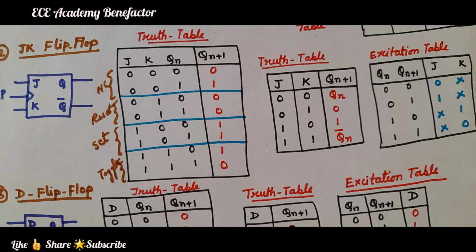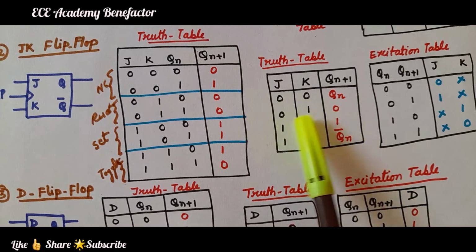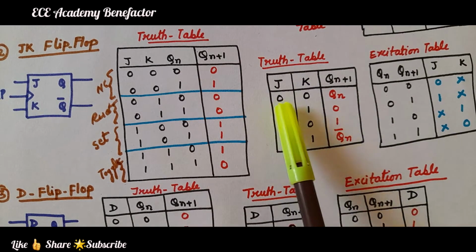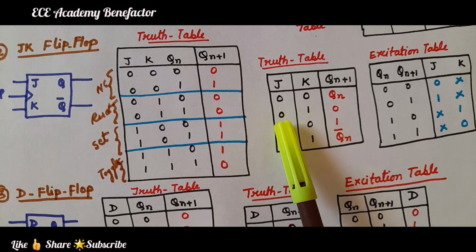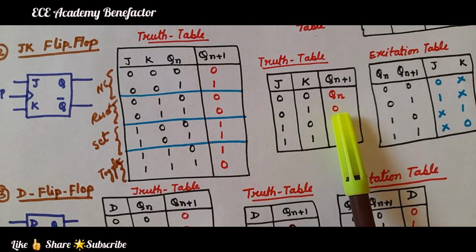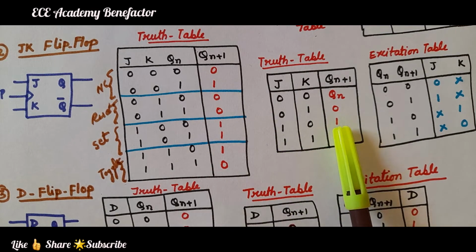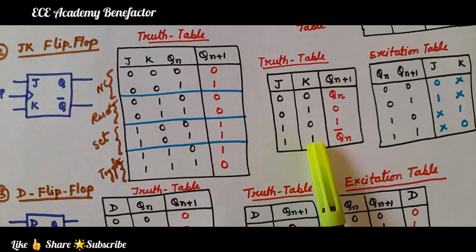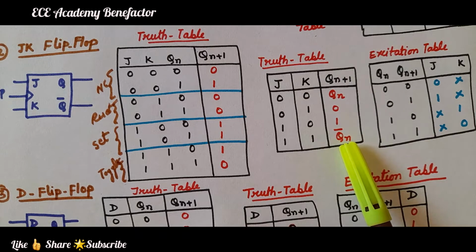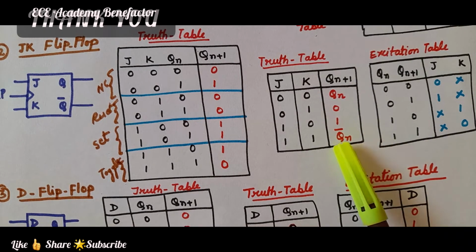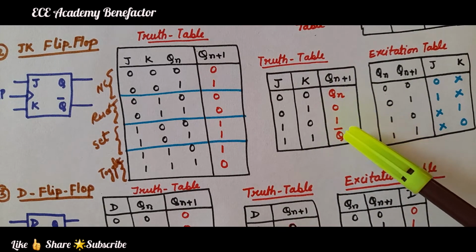The truth table can be written in this form also. J and K: 0 0, 0 1, 1 0, 1 1. When both are 0 0, no change, Qn appears at Qn plus 1. For 0 1, J is 0, it means reset. Reset means output Qn plus 1 is 0. For 1 0, J is 1, it means set state. Set means output will be 1. For 1 1, it is toggling, that is, Qn plus 1 will be equal to Qn bar. That is known as the toggle state. No change, reset, set, toggle.